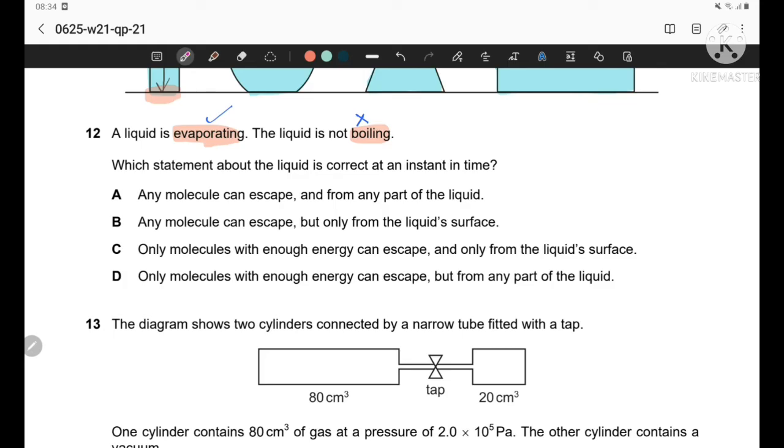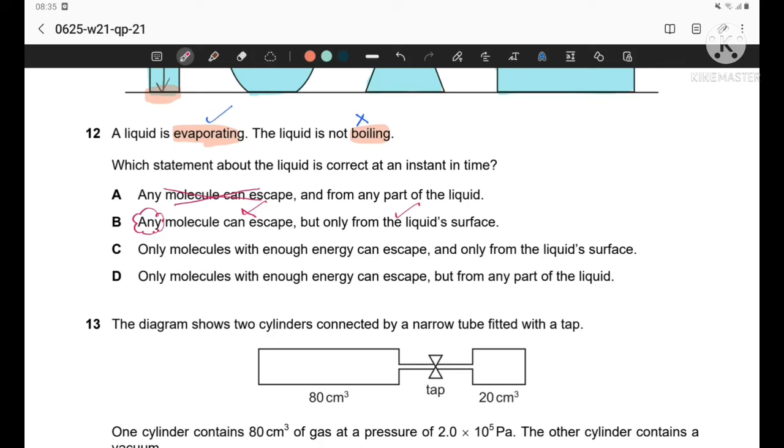Option A says any molecule can escape, but for evaporation only the molecule at the surface of the liquid will escape. This statement is actually correct for boiling. So option A is wrong. Option B, any molecules can escape again. Yes, but only from the liquid surface, which is correct. But it's not about any molecule. Only the molecule with highest energy will escape. So option B is also wrong. Half of the statement in option B is correct, but it's not any molecule, only the molecule with high energy.